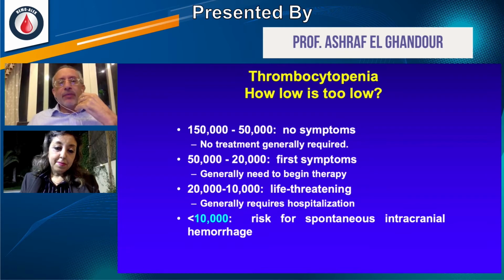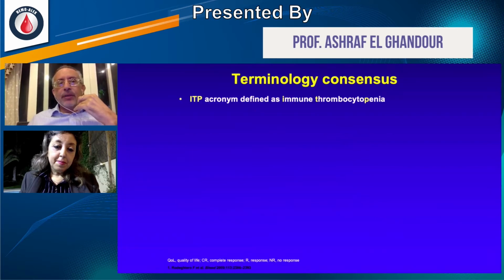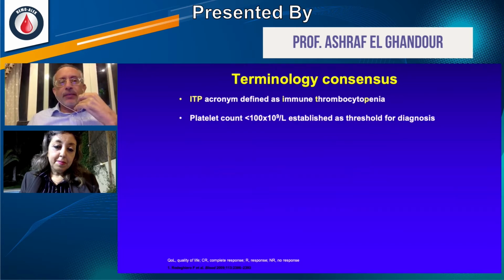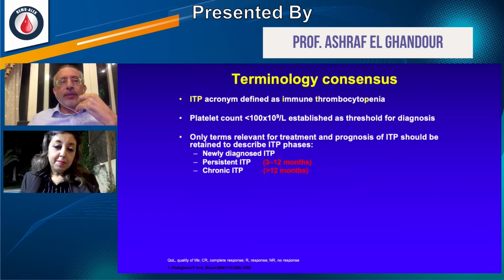Up to 20,000, patients generally need to begin therapy, with symptoms of bleeding or sometimes bleeding. Below 10,000, it's life-threatening, a risk for spontaneous intracranial hemorrhage. We are speaking here about ITP, nothing else. ITP is immune thrombocytopenia. A platelet count below 100 is established as the threshold for diagnosis.